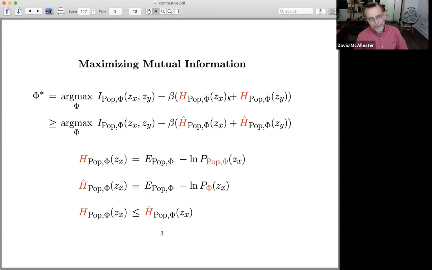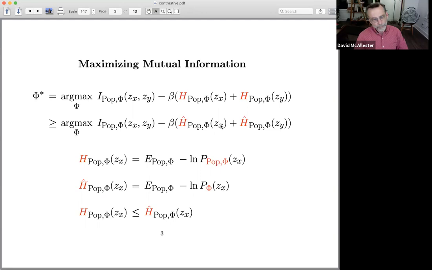Note that in the definition of this entropy, the population distribution is the distribution being inside the log in the definition of entropy. So of course we can't compute this because it depends on the population, but we can compute a cross entropy where we replace this part with something that's completely computed by the model. This is the standard cross entropy upper bound on entropy. So we get that the cross entropy is an upper bound on the entropy, and then we replace these entropies by cross entropy estimates. These go up, so this quantity goes down, so we do get a lower bound on the thing we're maximizing.